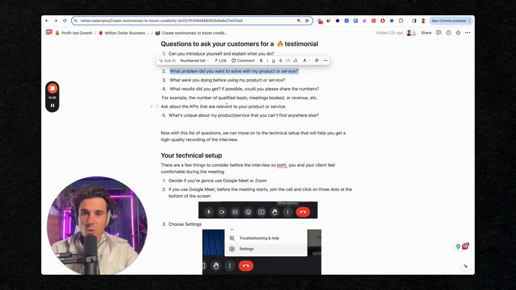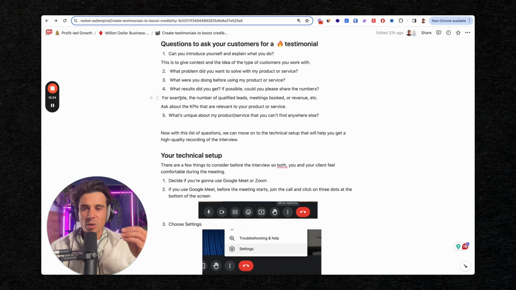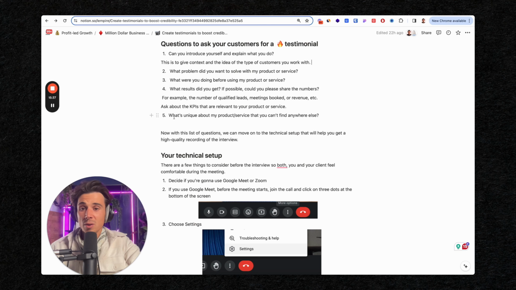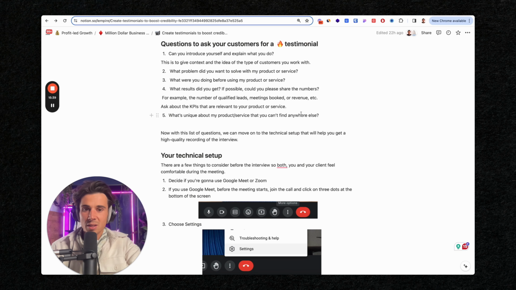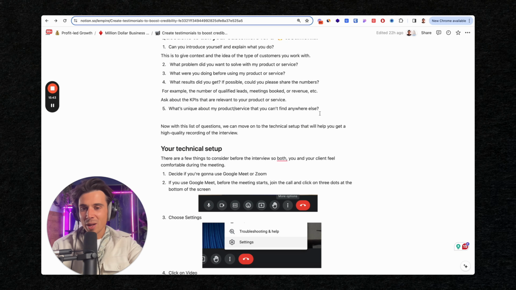So in the Lemlist case, what we usually look at is revenue generated, meetings booked, open rate, all these kinds of things, any metrics. The more metrics, the more specific, the better. And finally, what's unique about my product or service that you can't find anywhere else? This is usually great to help for your marketing later, but also sometimes people say just really cool stuff that will help you close more deals.